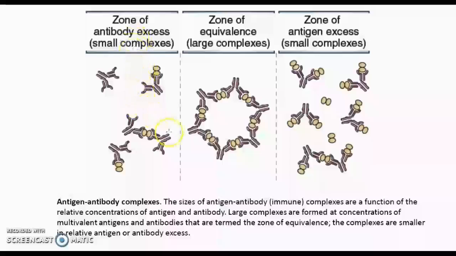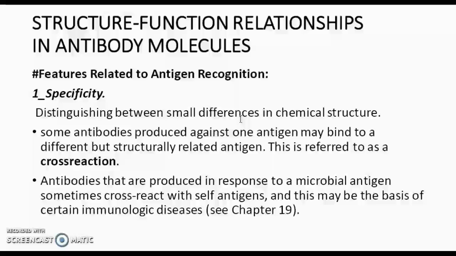If a zone of equivalence is reached in vivo, large immunocomplexes can form in the circulation. Immunocomplexes that are trapped or formed in tissue can initiate an inflammatory reaction, resulting in immunocomplex disease. Structural functional relationship in antibody molecules.